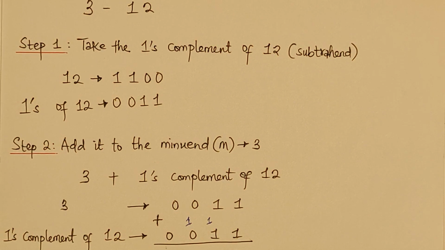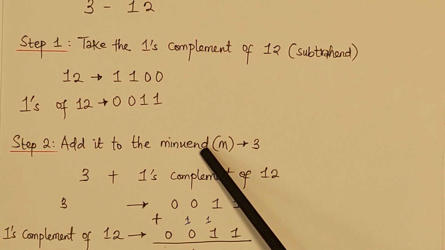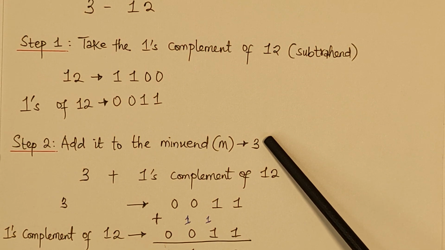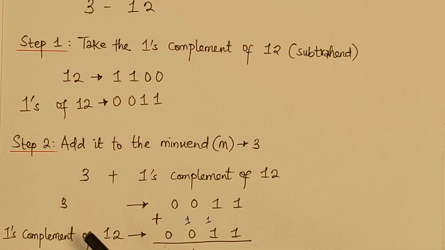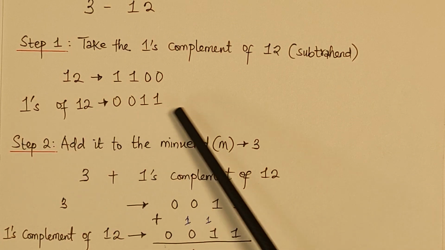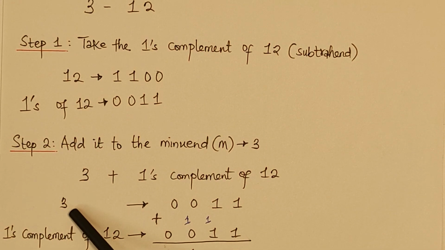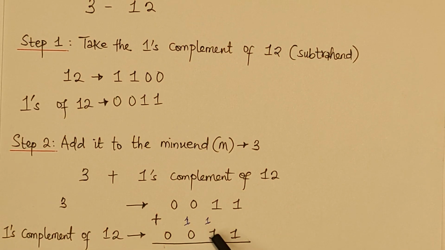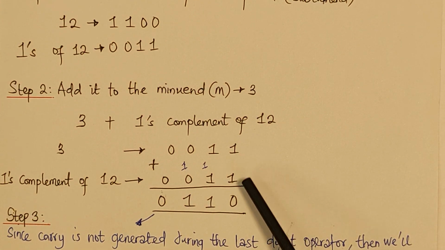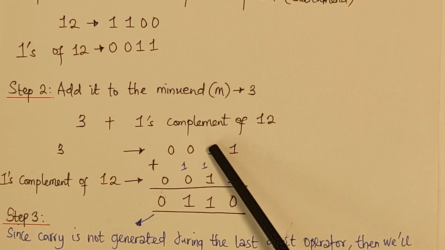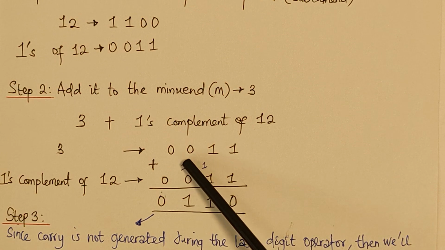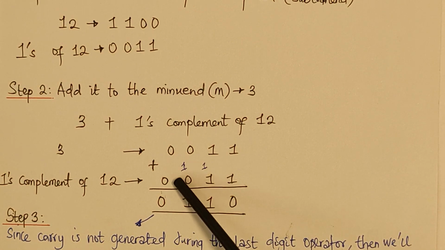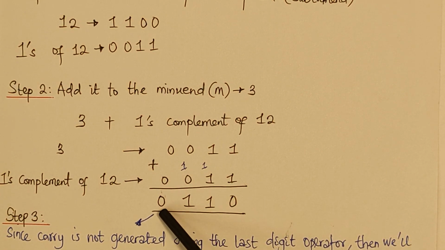Now, the second rule states that you need to add it to the minuend. And what is that value? It's actually 3. So now we are going to add 3 to the first complement of 12. Let's recall our 3 is 0 0 1 1, and our first complement of 12 is 0 0 1 1. Now if we add that up, we're going to have 1 plus 1 will be 0 with a carry of 1. 1 plus 1 plus 1 will be 1 with a carry of 1. Then at this point we'll have 0 0 plus 1, which is the carry. We'll have 1 here. And this part will have nothing, which is just 0.